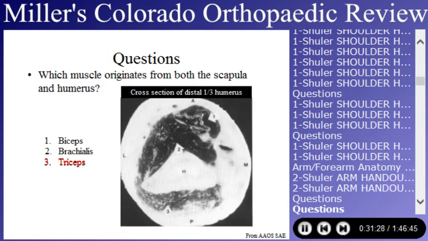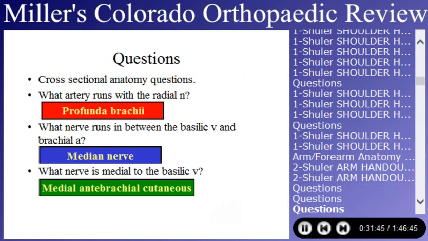What muscle originates from both the scapula and the humerus? Well, the medial head of the triceps we already covered is directly from the humerus, so it's triceps. Cross-section anatomy, and just know these. What artery runs with the radial nerve? We already covered that on the triangular interval, the profunda brachii artery. What nerve runs between the basilic vein and the brachial artery? The median nerve. What nerve is medial to the basilic vein? Key testable item because of elbow arthroscopy, medial antebrachiocutaneous nerve.